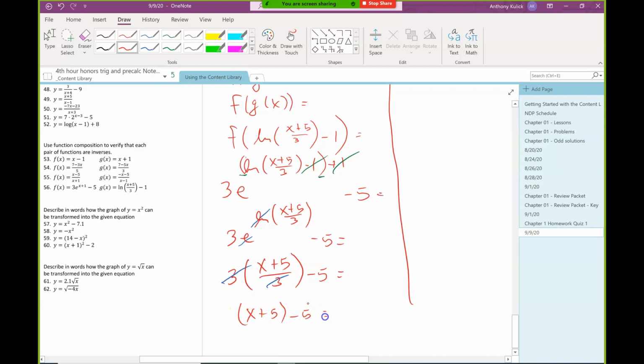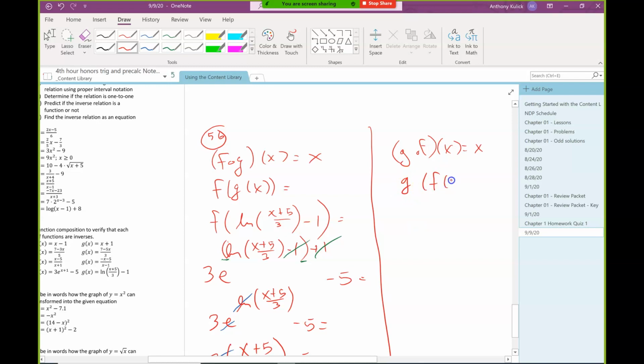And then the times 3 and divides by 3 cancel each other out. And those parentheses don't really need to be there. So the plus 5 and minus 5 can cancel each other out, and I'm left with just x is equal to x, which is what we wanted to show. Now we just have to do the same thing going the opposite direction.